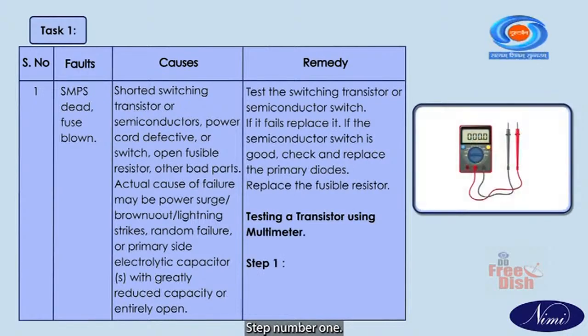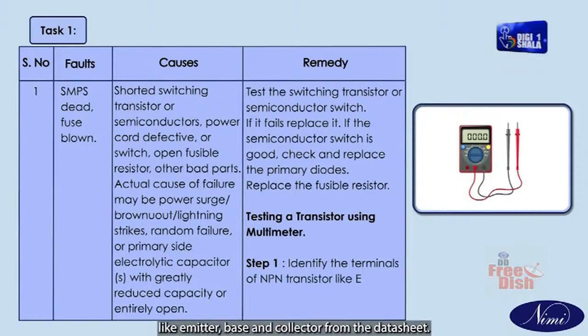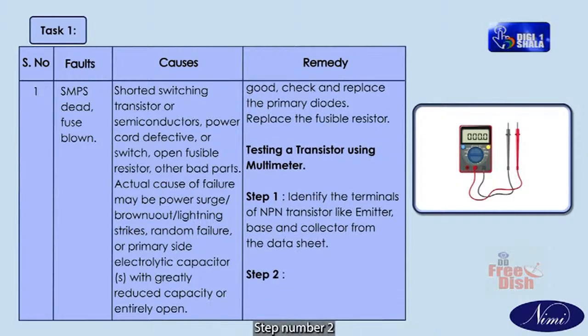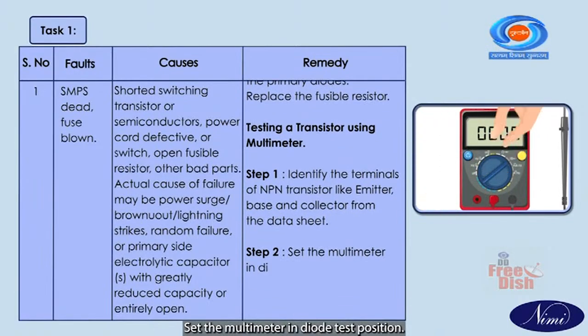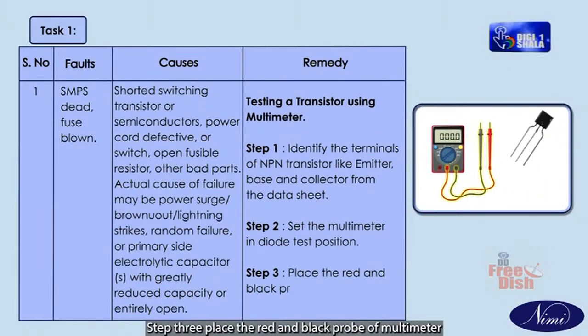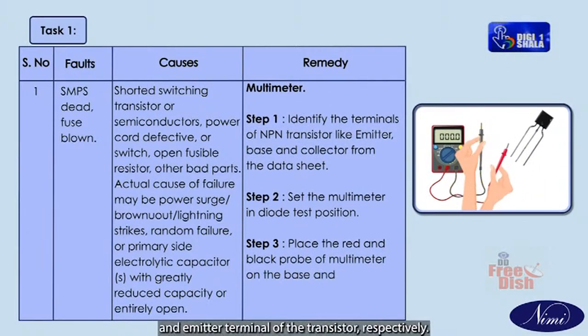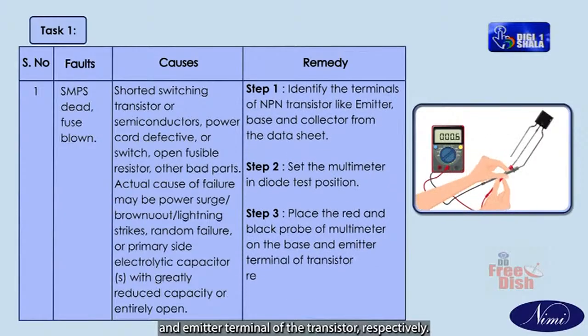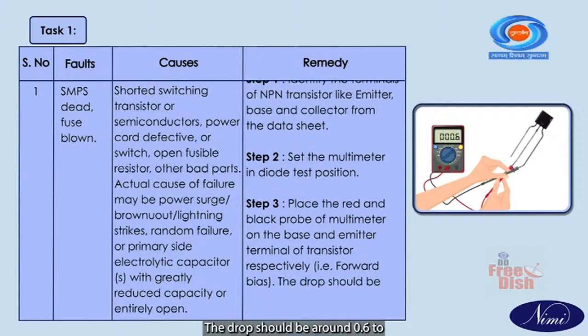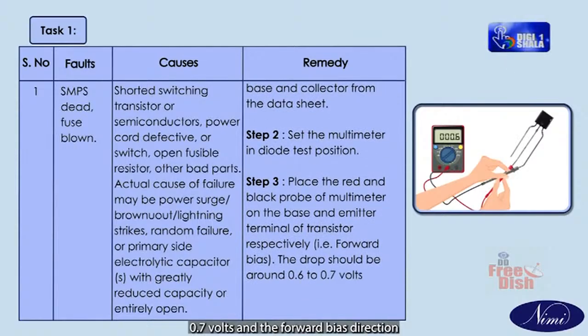Step number 1. Identify the terminals of NPN transistor like emitter, base and collector from the datasheet. Step number 2. Set the multimeter in diode test position. Step 3. Place the red and black probe of multimeter on the base and emitter terminal of the transistor respectively, that is, forward bias. The drop should be around 0.6 to 0.7 volts in the forward bias direction.